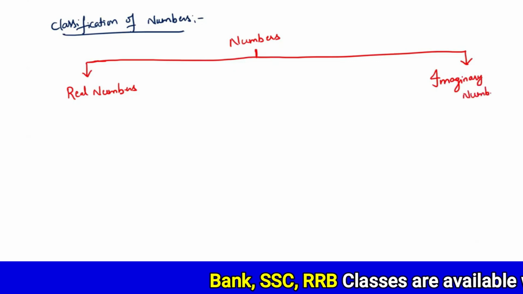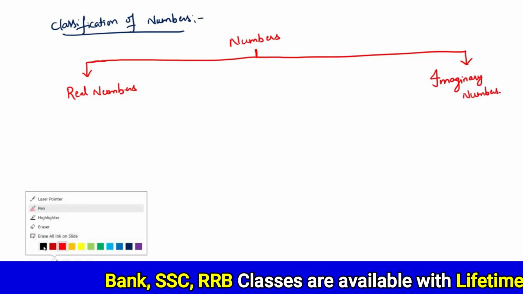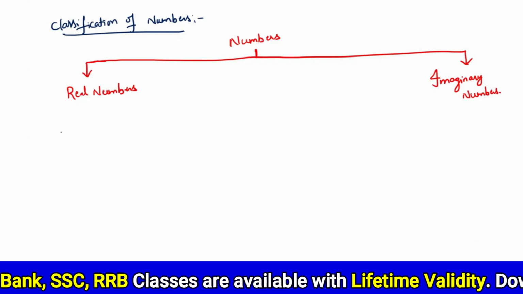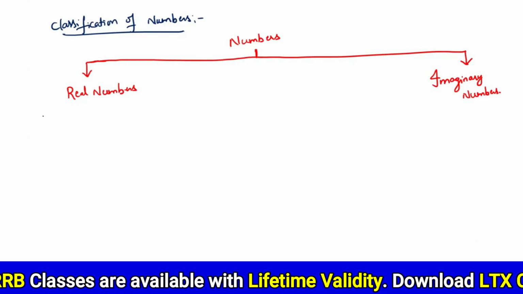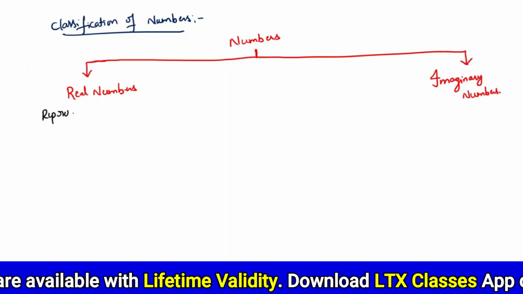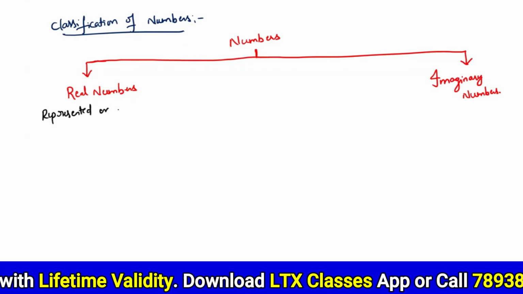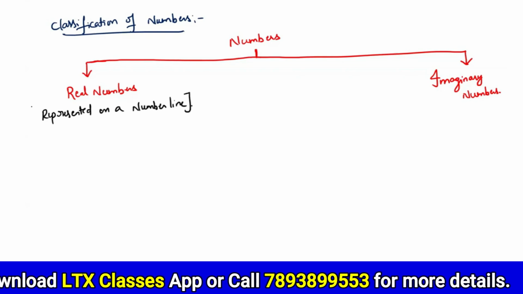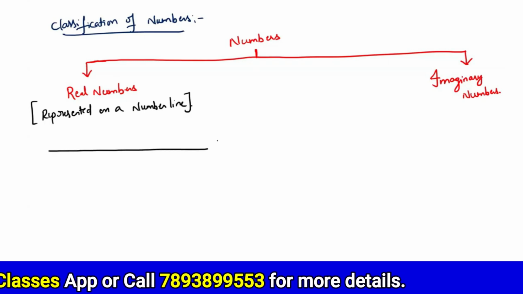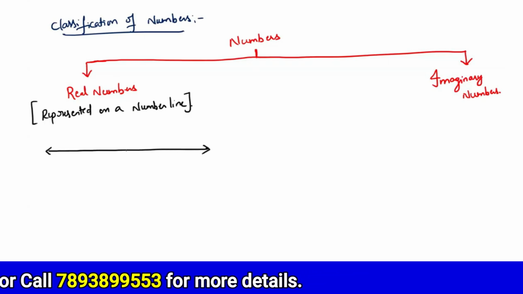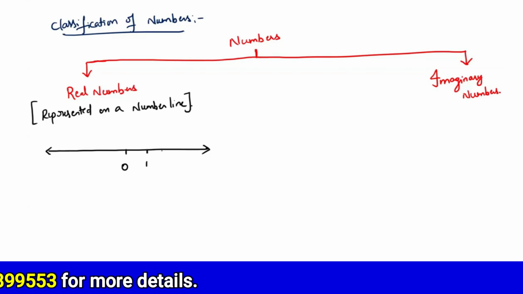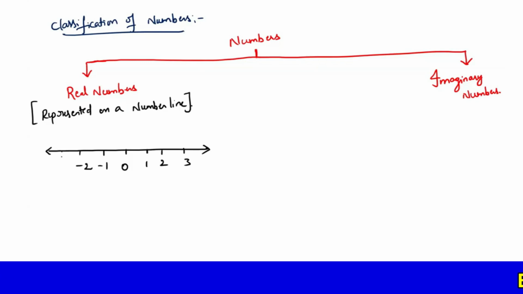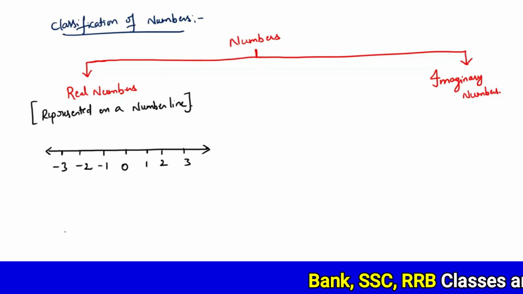Now regarding real numbers, what we understand is any number which can be represented on a number line will be called a real number. So basically we take a line like this. This will be 0. On the right hand side, you'll have the positive values, and on the left hand side, you'll have the negative values. If you can represent any number on this number line, we call them real numbers.